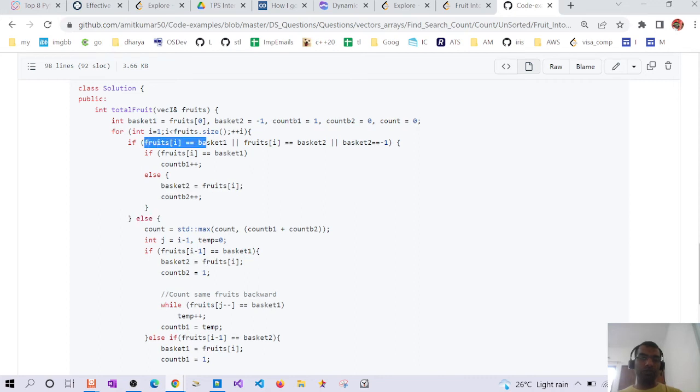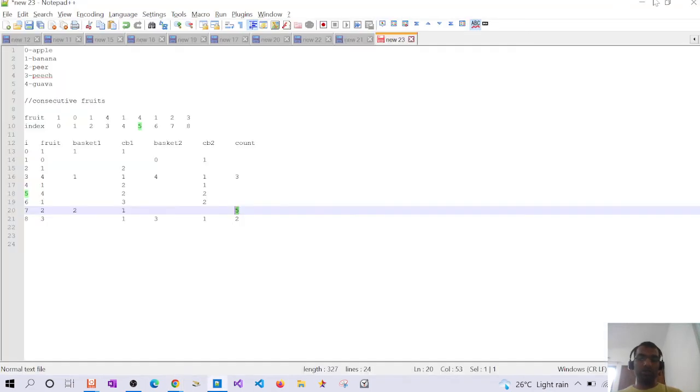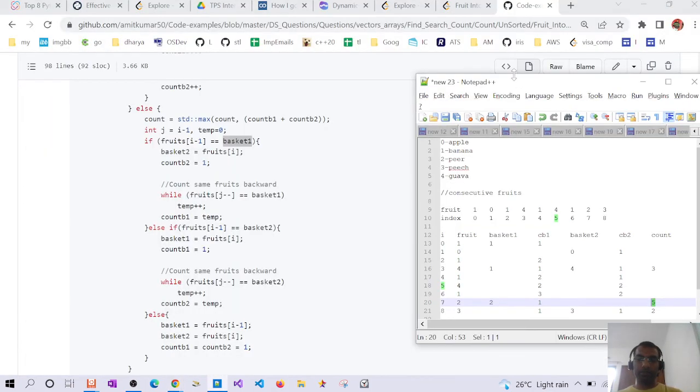That is, the fruit doesn't exist in basket 1, it doesn't exist in basket 2, and both baskets are not empty as well, right? We are in the middle. So in that case, we'll just take up the count of the present baskets, that is the max of count and basket 1 count plus basket 2 count. And then what we'll do is, if the i minus 1 is equal to basket 1, let me just go back to this again here.